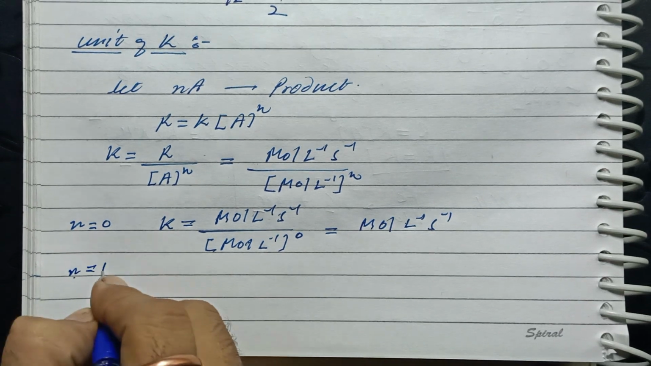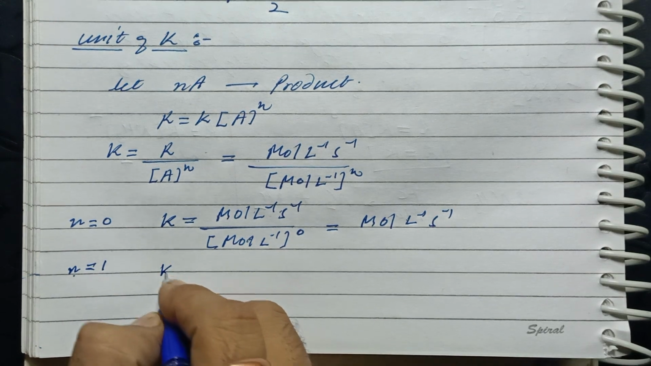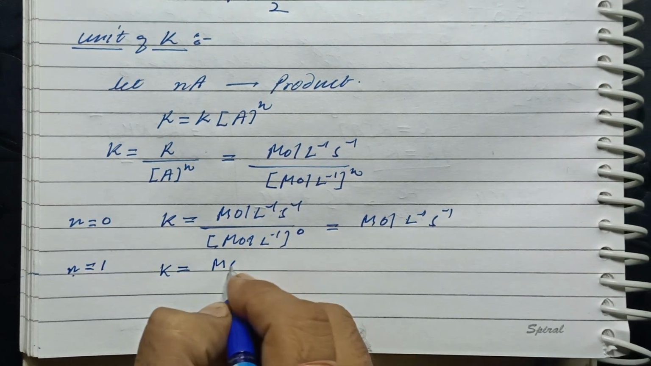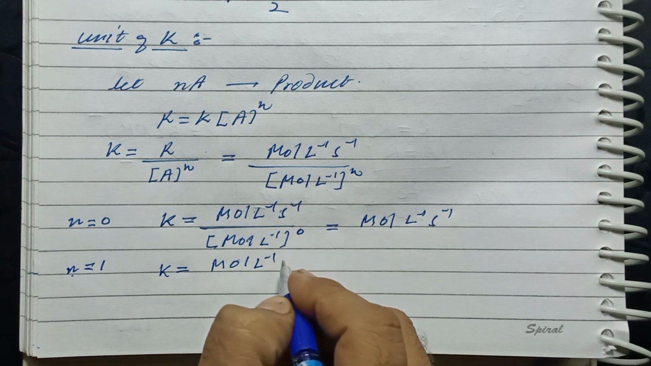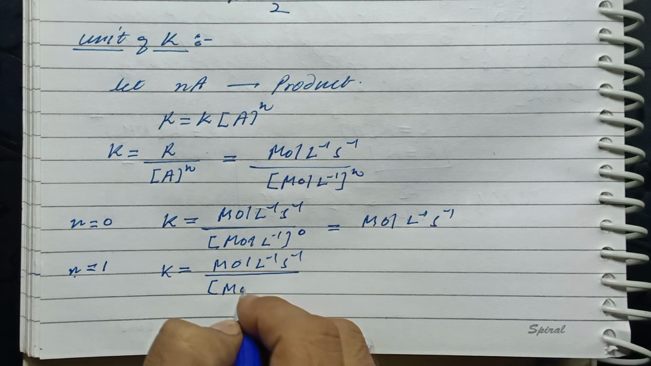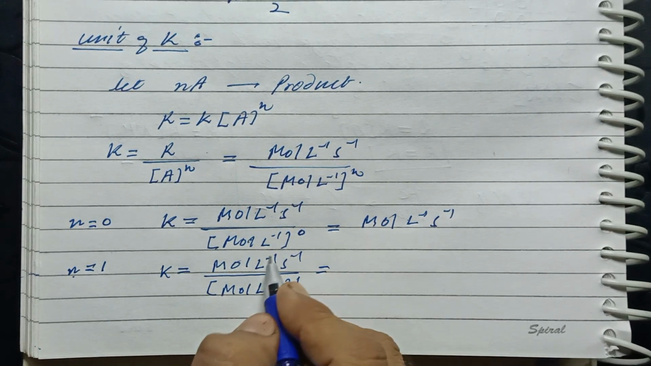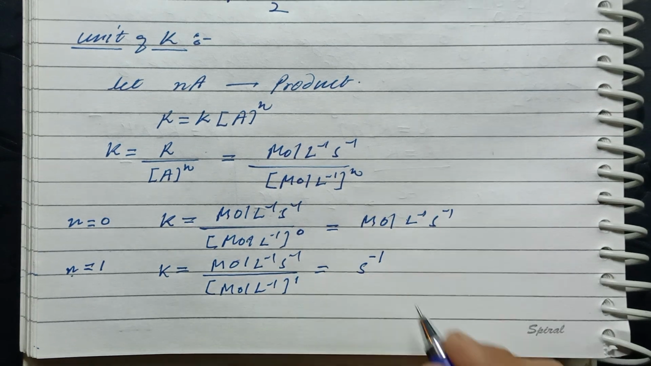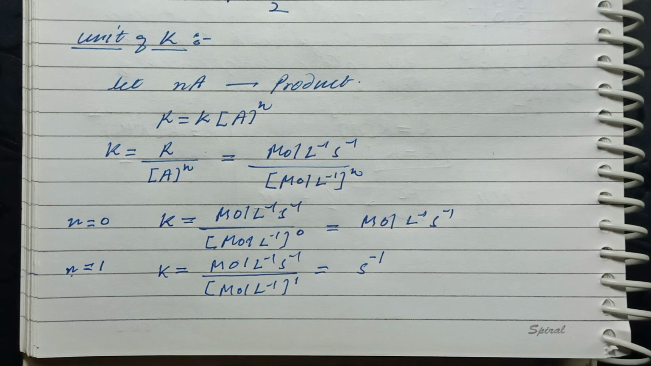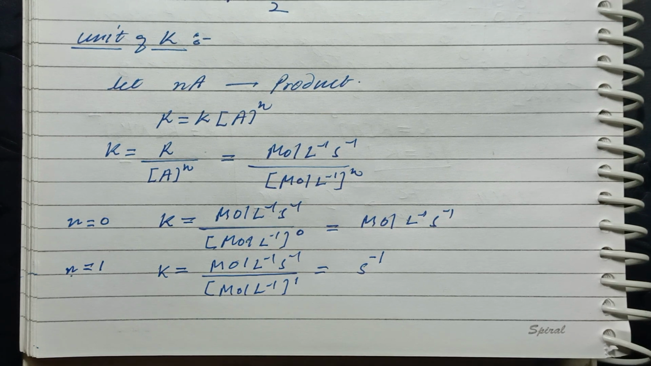For n is equal to 1, if we put n is equal to 1, then K will be equal to mole per liter per second upon mole per liter power 1, and the unit comes out to be per second. This is how we can also calculate for n is equal to 2, 3 and so on.